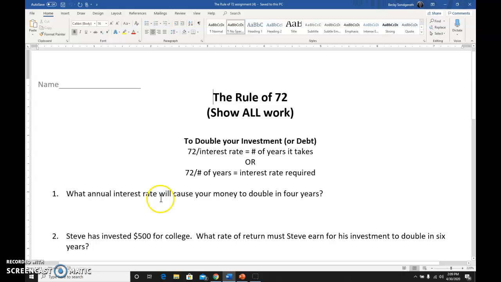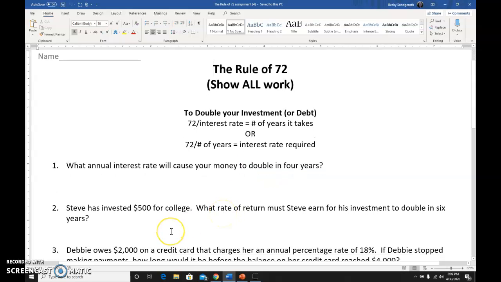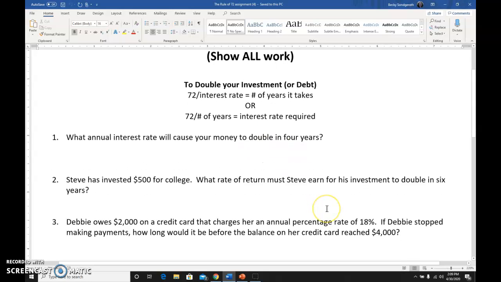So it says, what annual interest rate will cause your money to double in 4 years? So I know 72, and I know the number of years is 4. I'm asking for the interest rate, so I use this one. Then it says Steve invested $500 for college. What rate of return must he earn for his investment to double in 6 years? So again, I know 72 and I know 6 years. It's asking for the interest rate.